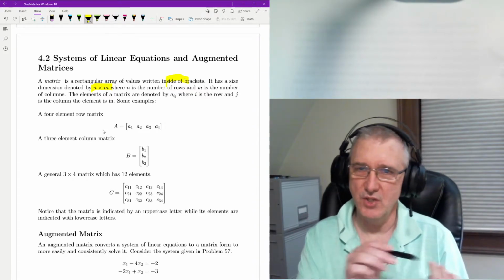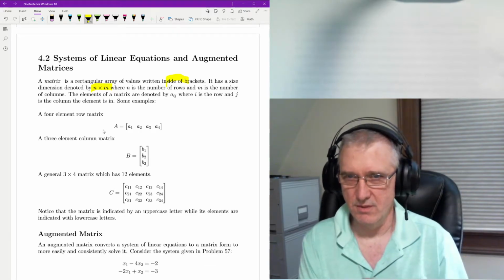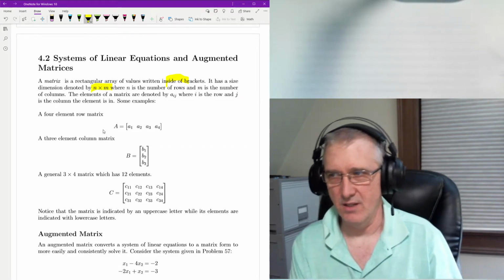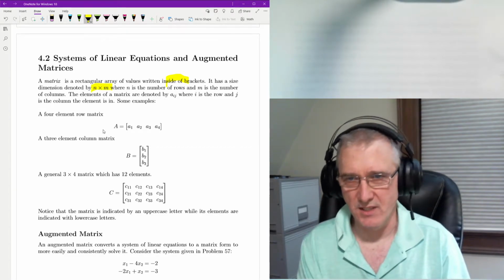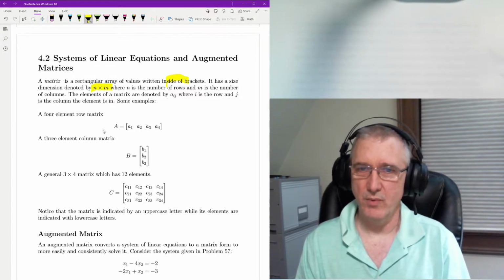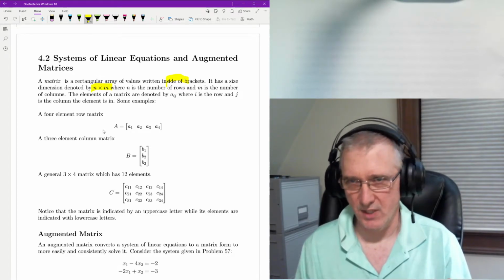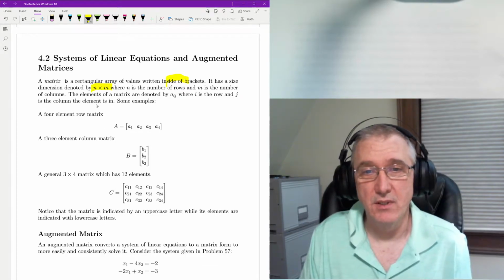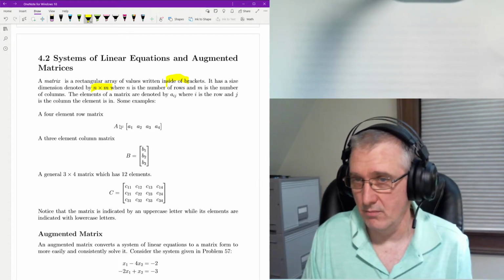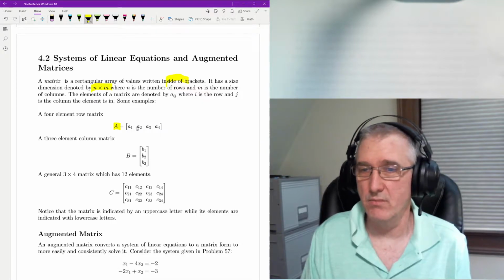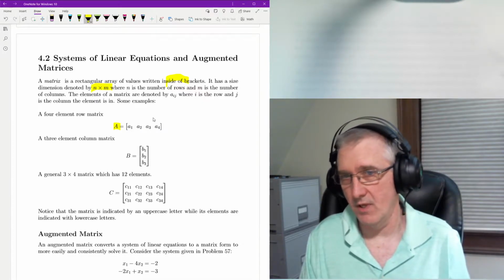We also denote each element of a matrix a_ij, where i is the row and j is the column. Some of this is a little bit easier to see by example. When we talk about the element of a matrix, it's a lowercase letter. When we talk about the matrix itself, it's an uppercase letter. So if we're talking about a matrix A, this is a 1 by 4 matrix, 1 row, 4 columns, with elements a1, a2, a3, and a4.